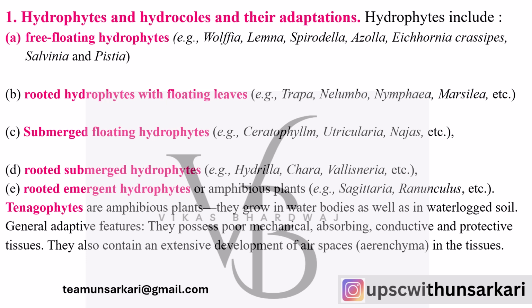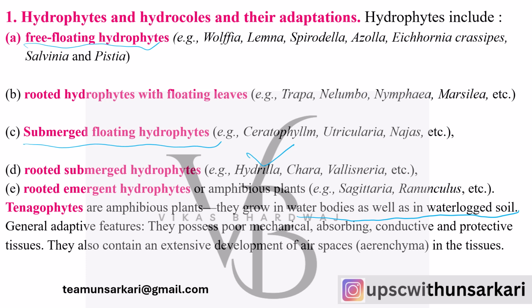Hydrophytes include free floating hydrophytes such as Pistia and Wolffia. Rooted hydrophytes with floating leaves, such as Marsilea or Trapa. Similarly, there are submerged floating hydrophytes. They are a little bit submerged and also floating, such as Najas or Ceratophyllum. Similarly, there are rooted submerged hydrophytes such as Hydrilla, and rooted emergent hydrophytes or amphibious plants. That means they are in water and also on land. Helophytes are amphibious plants. They grow in water bodies as well as waterlogged soil, as I was saying.